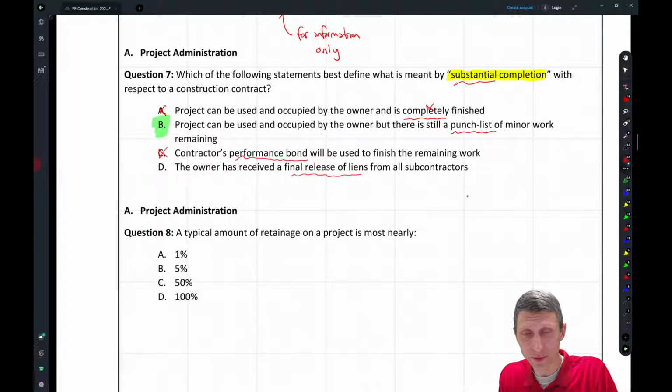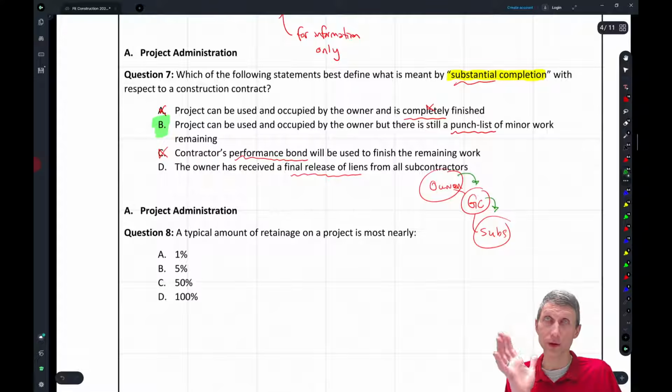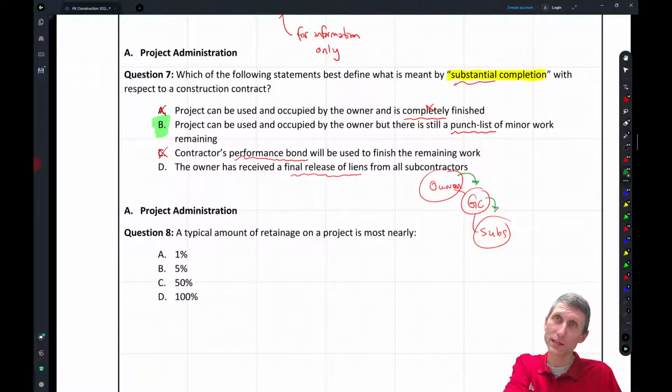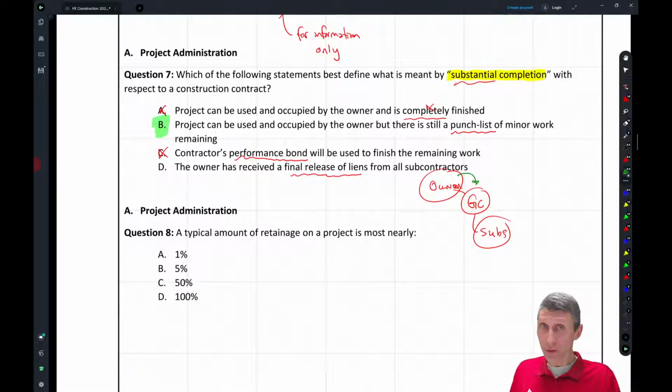Remember that project delivery where you've got the owner, then the GC, and then you've got the subs. Well, how does the money flow? The money flows from the owner to the GC, and from the GC to the subs. But what happens if the GC doesn't pay the sub? The sub can sue the owner.